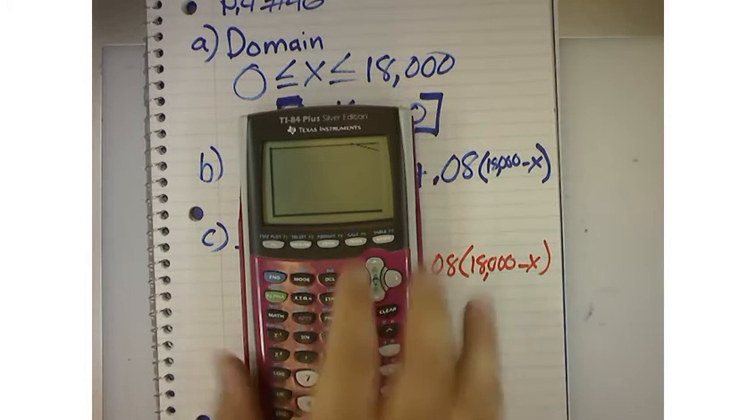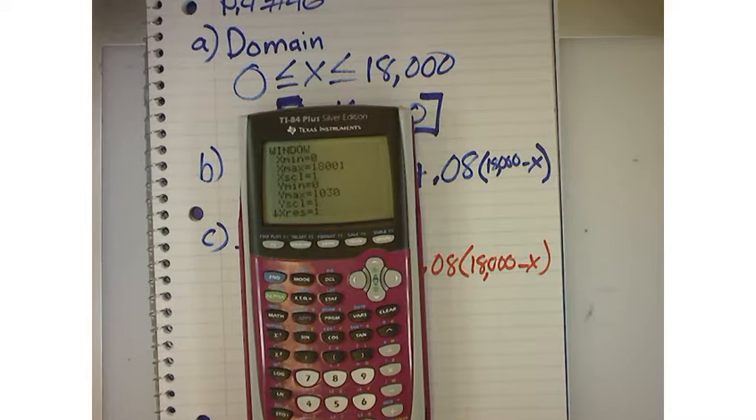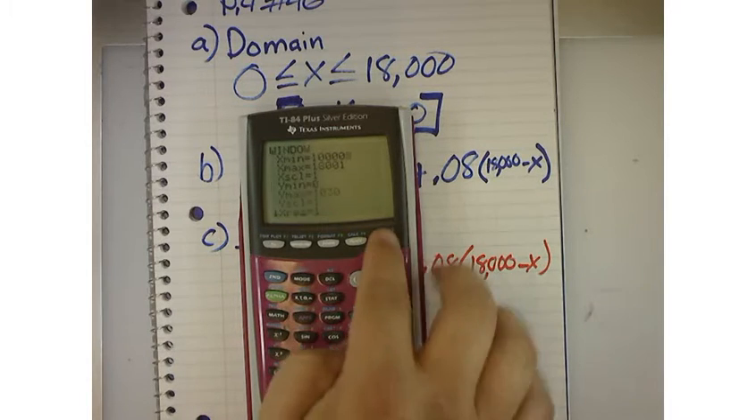Well, our X was set from 0 to 18,001, right? We don't need to go all the way down to 0 because that's wasted space. So what could I change that to? Somebody give me a number. 10,000? Let's see if it makes a difference.